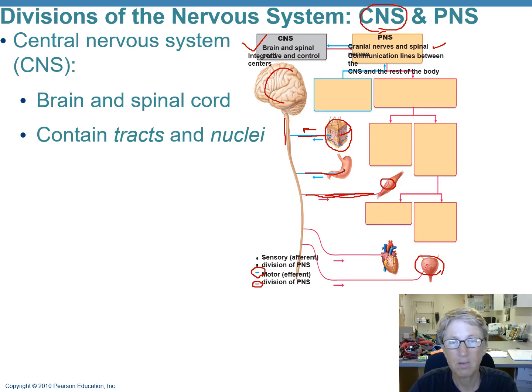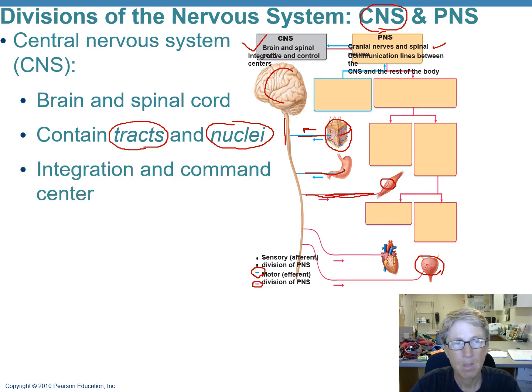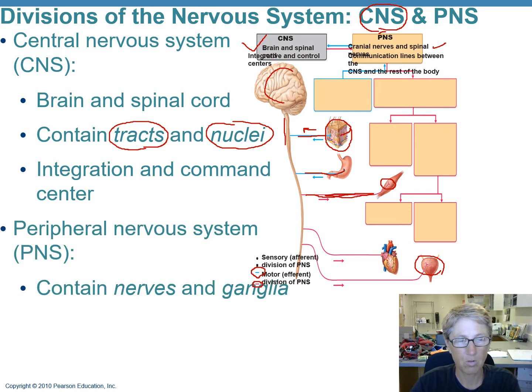So the central nervous system, like I said, includes brain and spinal cord. The central nervous system contains these things called tracts. Tracts are structures that axons of neurons run in, and then nuclei. This is a little tricky because a nucleus is where the DNA is in the cell, but a nucleus in the central nervous system is a collection of cell bodies of neurons. Also in the central nervous system, you have the command centers. Obviously, that's where you send out commands from.